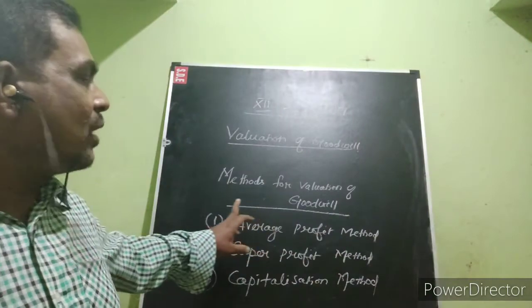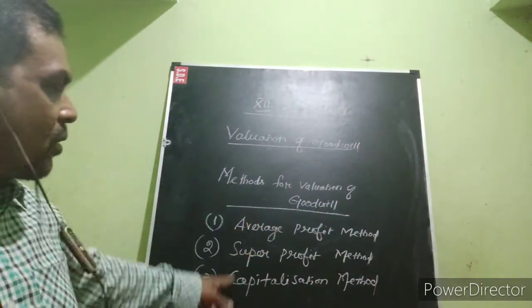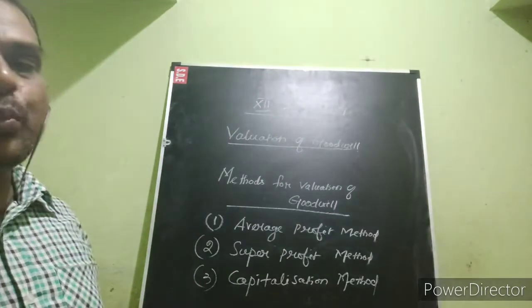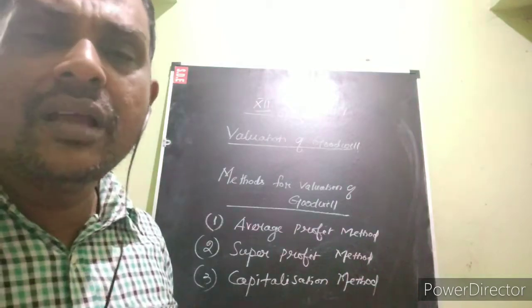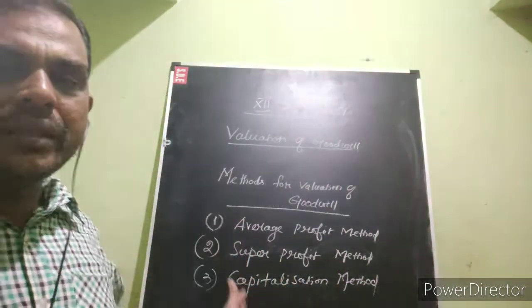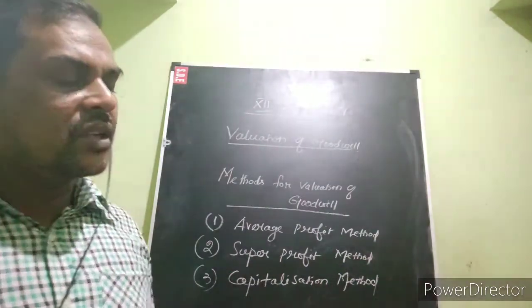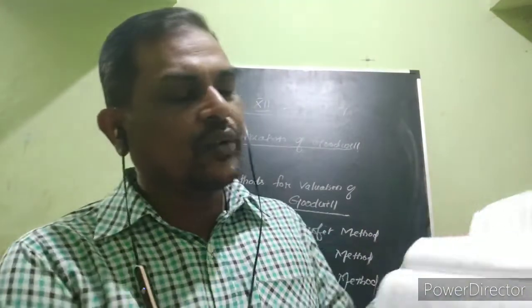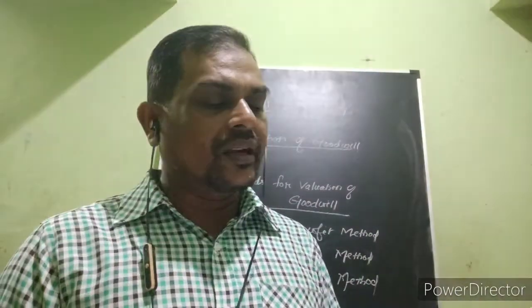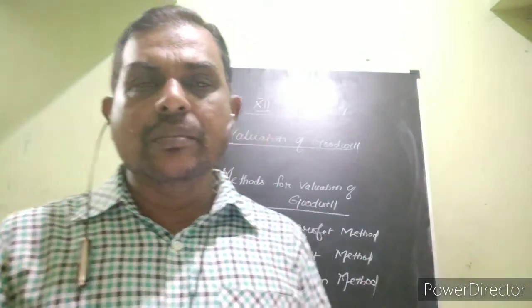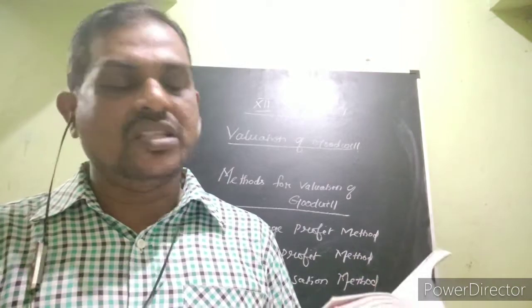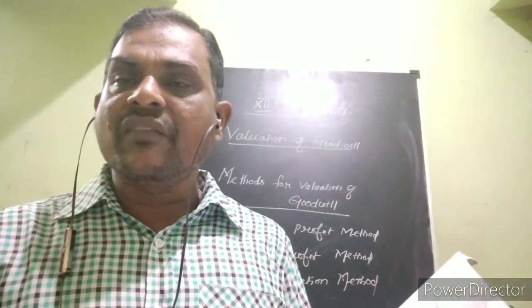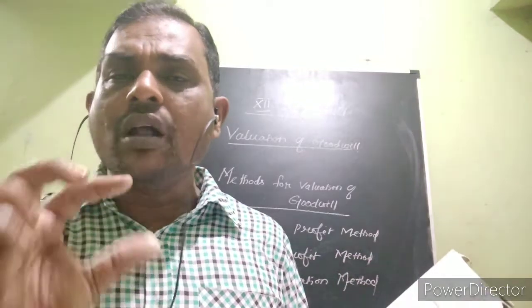For calculating the valuation of goodwill, we have to follow these three methods only. One is average profit method, number two super profit method, number three capitalization method. In the next class I will teach you how to calculate the valuation of goodwill under these three methods. This chapter is very easy and very simple. You can easily learn this chapter, and there are fewer sums. Among all the chapters, this is the simplest, easiest and smallest chapter.